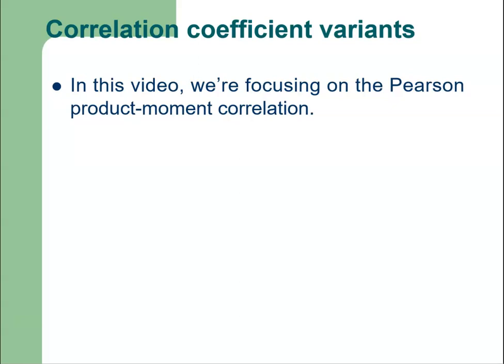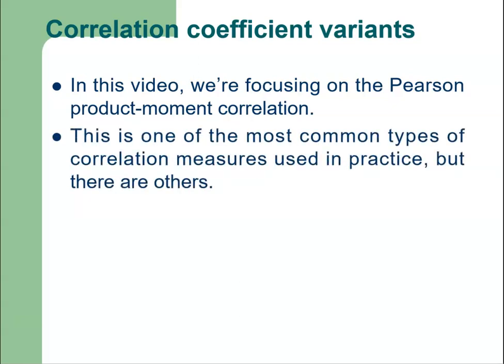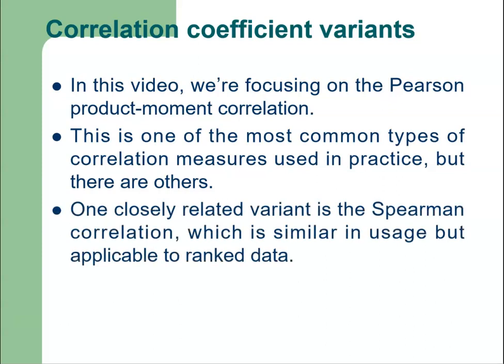Before I do that, let me explain. In this video, I am focusing upon the Pearson product moment correlation rather than the Spearman's rank correlation. This one, that is the Pearson product moment correlation, is one of the most commonly used types of correlation measures which is used in practice, but there are some others. One closely related variant is the Spearman's correlation, which is similar in usage, but that is applicable only to the ranked data.